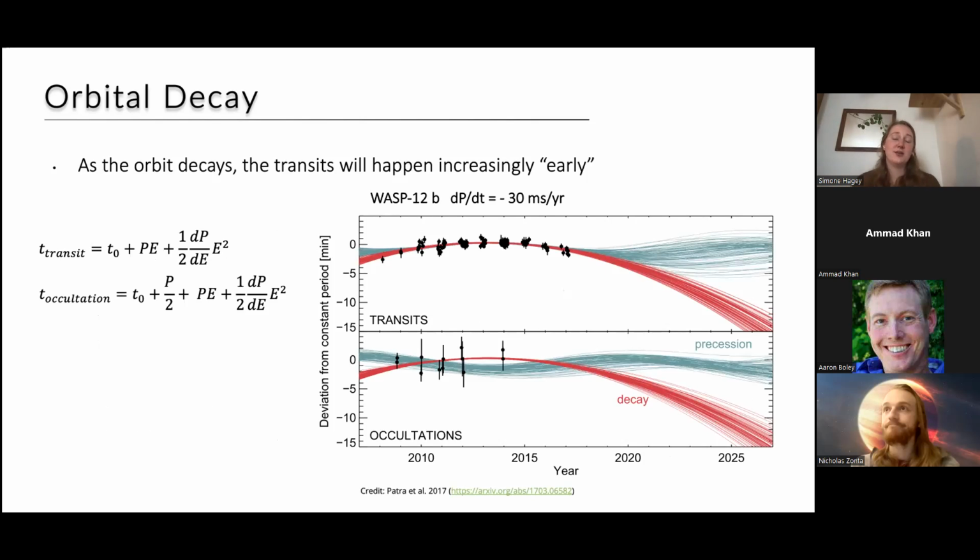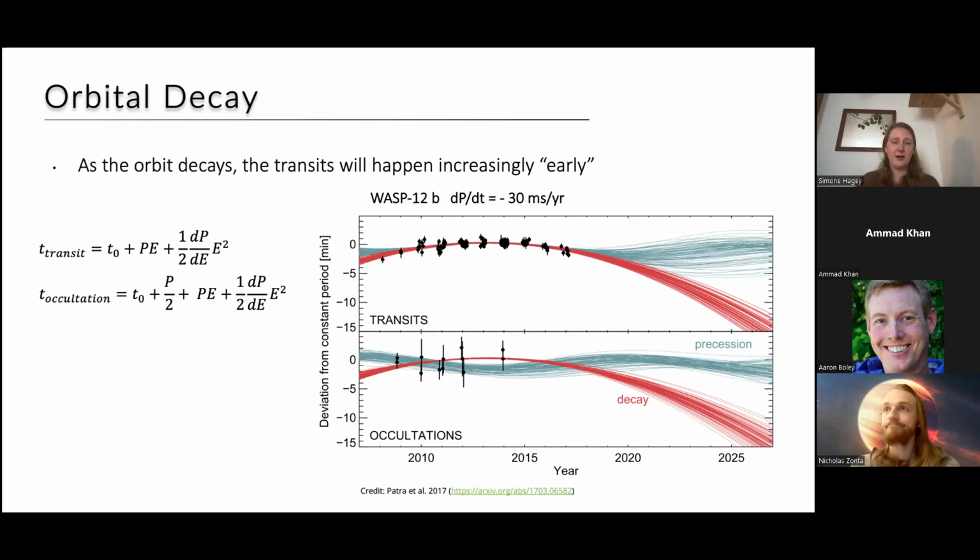Here's some data, or this plot is from one of the original papers that talked about the orbital decay of WASP-12b, which is currently the only planet that we know of that is indisputably decaying. Its period is changing at a rate of about minus 30 milliseconds per year, which doesn't sound like a lot, but it actually does make a pretty big difference over time. So what you can see on the top part there with the transits is you can actually see that quadratic trend. You can see that beautiful parabolic curve in the data. And so that is what we're looking for, essentially.